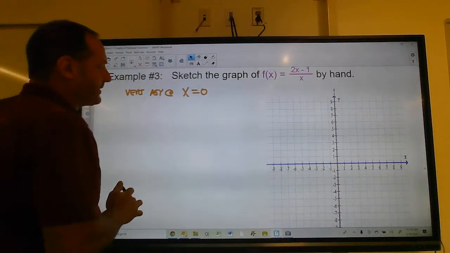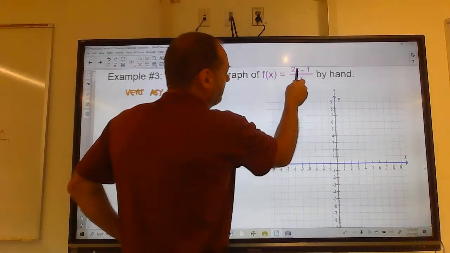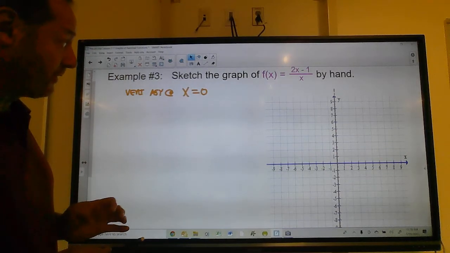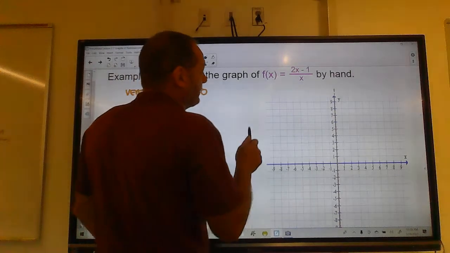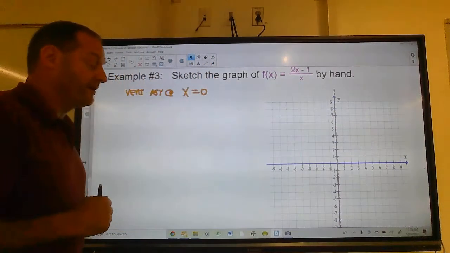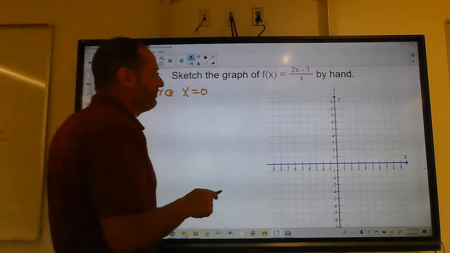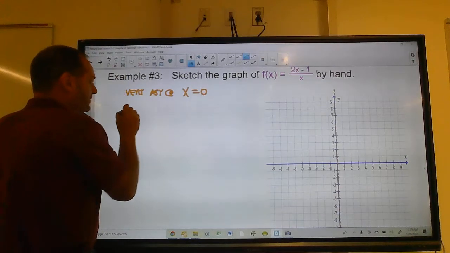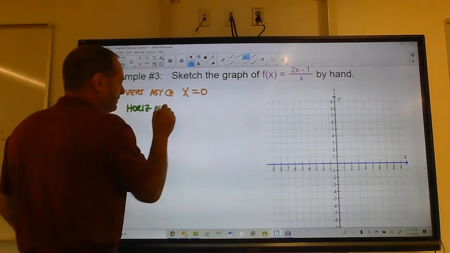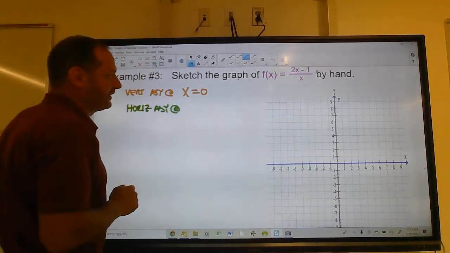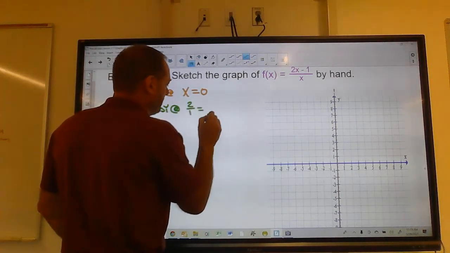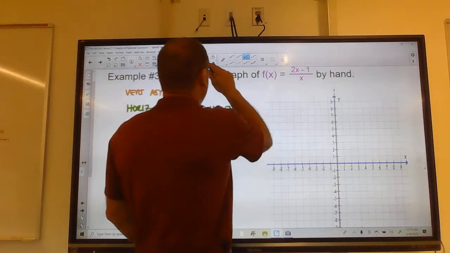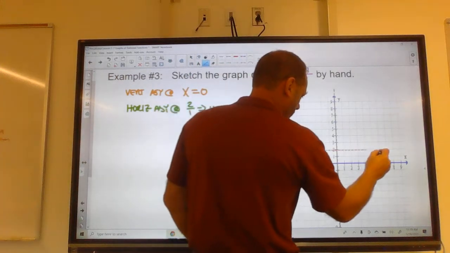Now, let's check for horizontal asymptotes. So I check the degree here is 1, the degree here is 1. Oh, the degrees are the same. So basically, these things grow at the same rate. Okay? So the rule is when the degrees of the numerator and denominator are the same, then you take the leading coefficients and you divide them. So it's going to have a horizontal asymptote at the quotient of the leading coefficients. So that's going to be 2 over 1, so it's going to be y equals 2. Okay, so I'm going to get a horizontal asymptote right there.